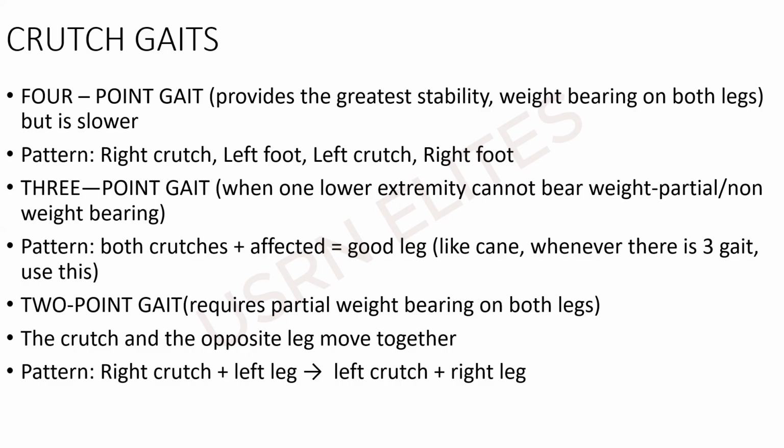All right, so let's move through it. So 4-point gait provides the greatest stability because all the 4 points are on the floor. So weight bearing on both legs, because both legs together with the crutches are on the floor. So we are bearing weight on the legs, both affected and unaffected. But with this one, we are walking slowly. There's one common principle. If you know this, it won't be difficult.